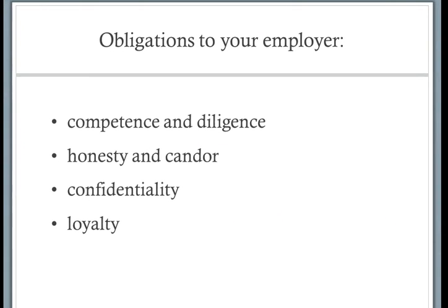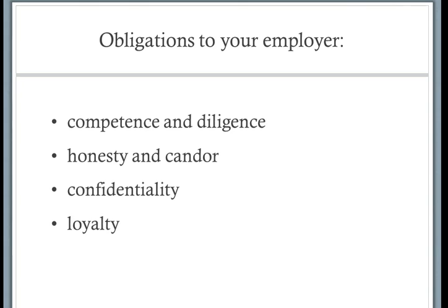So let's talk about your obligations to your employer. When you are hired, you have guaranteed to your employer that everything on your resume is true, that you have honestly and fairly represented your skills and abilities. So you owe your employer, or you are obliged to be competent and to be diligent. So you need to be able to do what you said you can do, and you need to be able to work hard doing it.